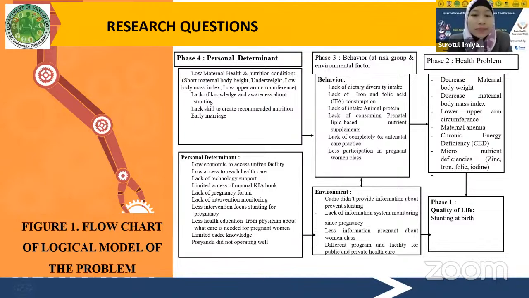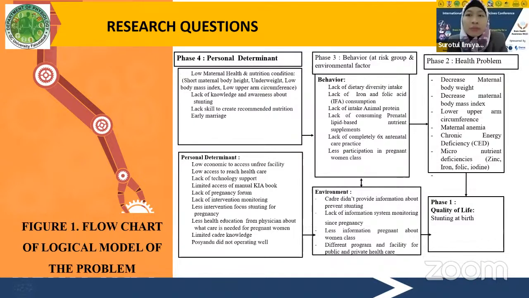Other determinants are from the environmental background: low economic status to access facilities, low access to healthcare, lack of technology support, limited access to the manual KIA book, lack of pregnancy forum, lack of intervention monitoring, less intervention focused on stunting for pregnancy, less health education from medical staff about what care is needed for pregnant women, limited cadre knowledge, and also posyandu not operating well for pregnant women.